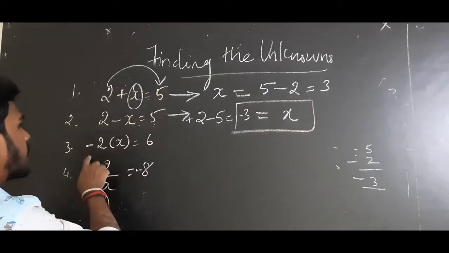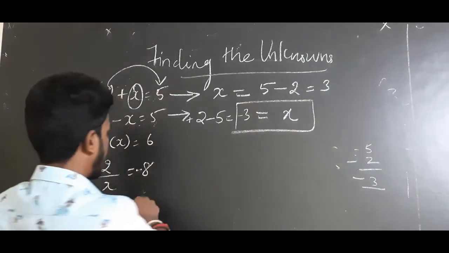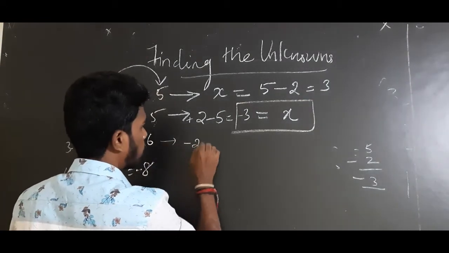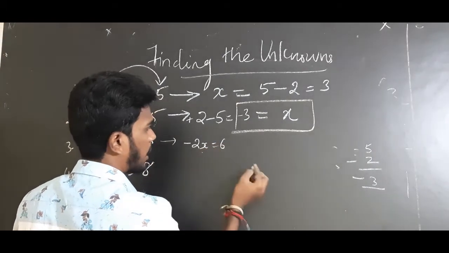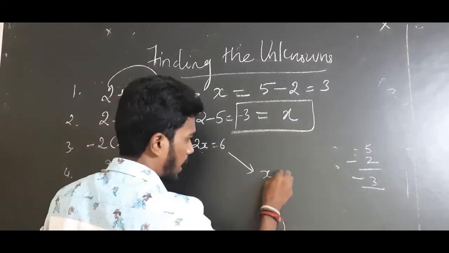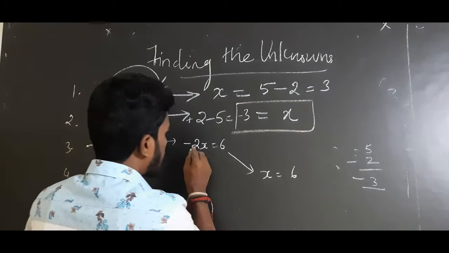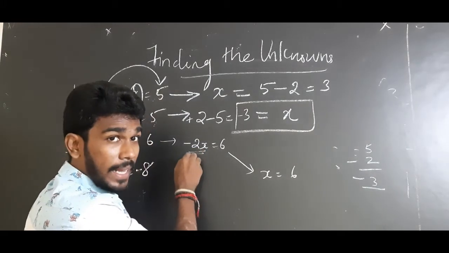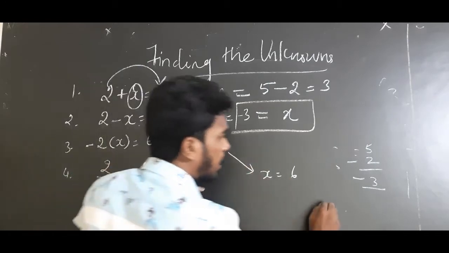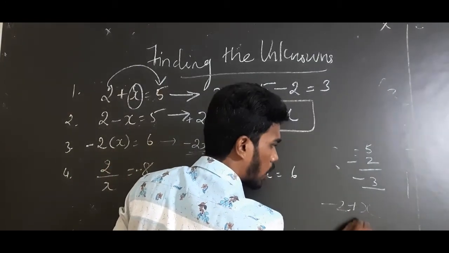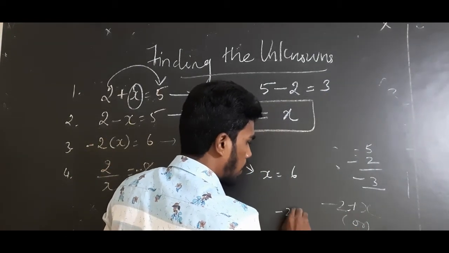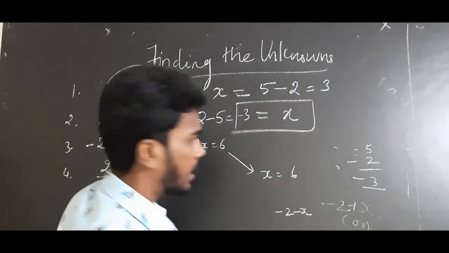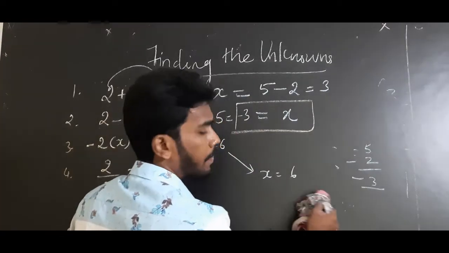Next, minus 2x is equal to 6. So how I can write this equation is minus 2x is equal to 6. I need to find the value of x. So x is equal to 6. This minus 2 is in multiplication with x. This is not in the form of minus 2 plus x or minus 2 minus x. You have to be very clear in that. It is in a multiplication sign.